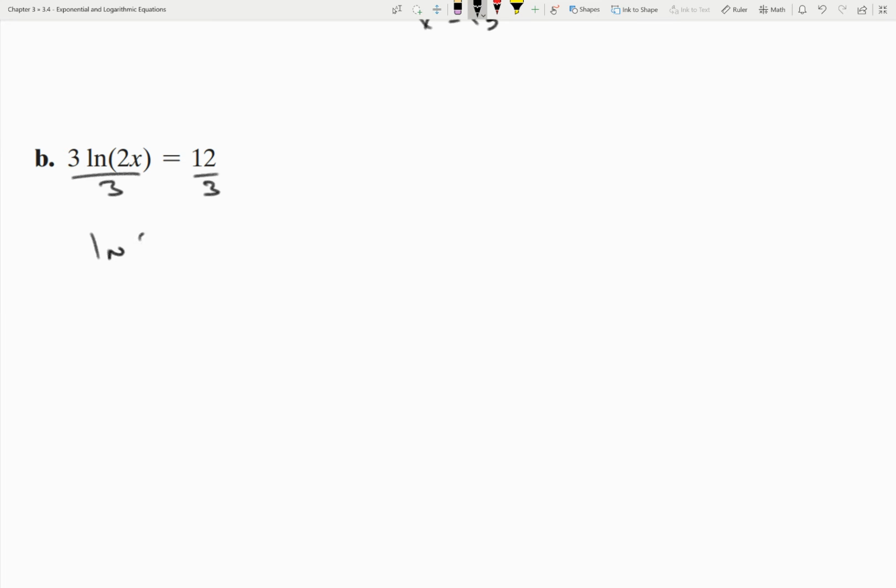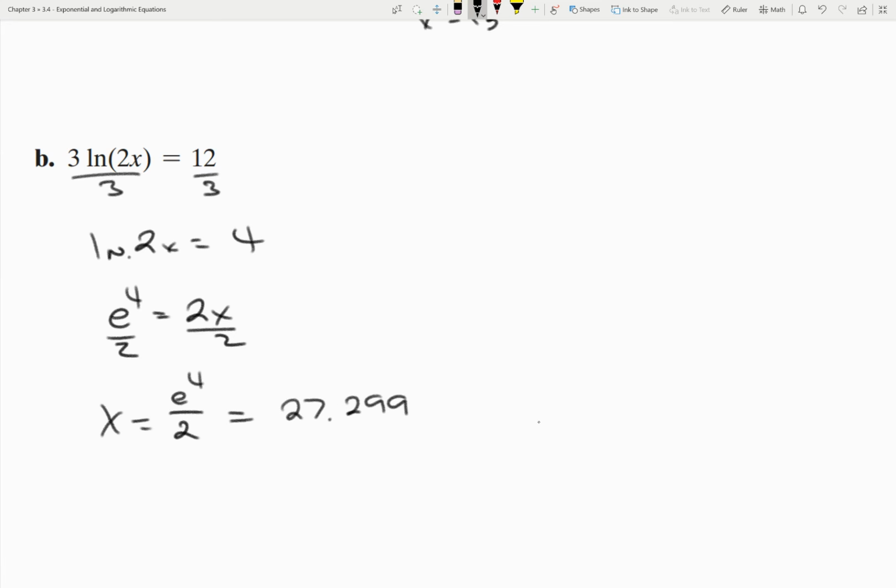So this is the natural log of 2x is equal to 4. Now I can use the property of logarithms to change it to an exponential expression. Remember, the base of a natural logarithm is e. The exponent is 4. It's equal to 2x. Divide out the 2. So x is going to be equal to e to the 4th power over 2. That is my exact answer. Again, we can use our calculator to get the approximate answer of 27.2991.